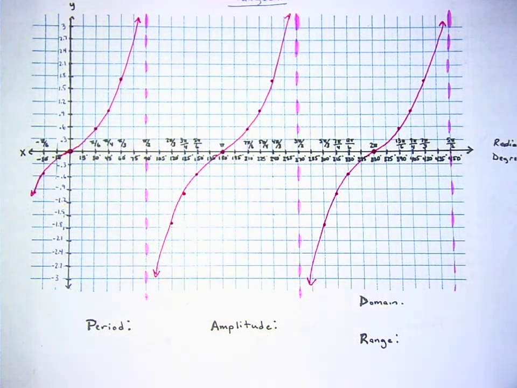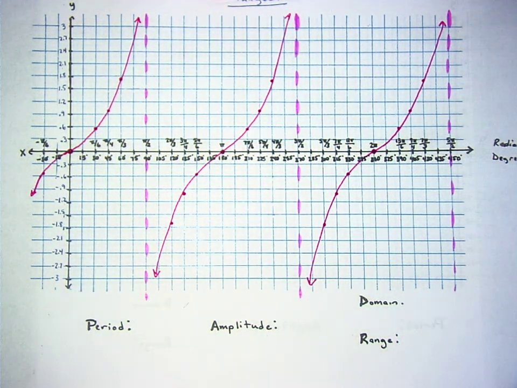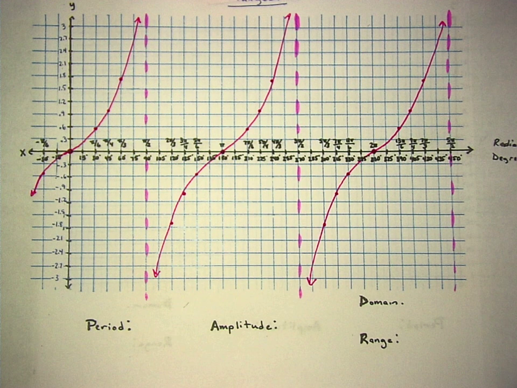On this one, what would you say the period of this graph is? How often does it repeat itself? Remember how cosine and sine, it was 2 pi, right? That's how long the period was normally. How about tangent?